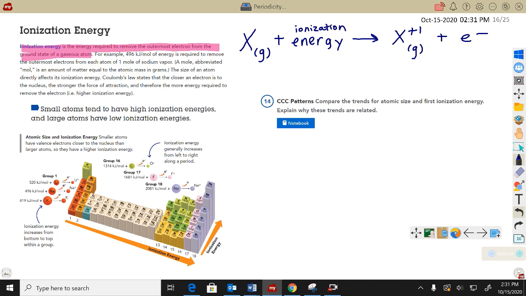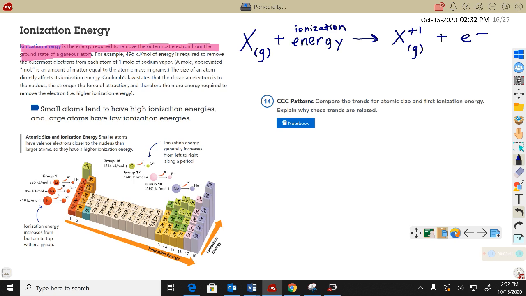I think of it as energy required to form a positive ion. And obviously you have to add energy because the electron is attracted to the nucleus. When things are attracted to each other, I have to physically add energy to separate them. Now the stronger that electron is attracted to the nucleus, the more energy it's going to take to remove the electron from the atom. And that's the trend that we want to look at here with ionization energy. Coulomb's law would state that if the distance between the nucleus and the electrons is smaller, you have a stronger force of attraction. Therefore, more energy is required to remove the electron.